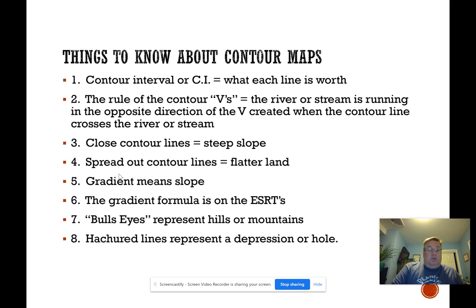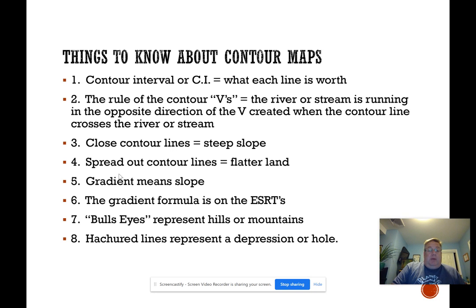Okay, when you have close contour lines, that means that you're looking at a steep slope. So it could be a cliff or just a very steep part of a mountain, and you'll see that those contour lines squeeze close together on the map. If it's flat land, those contour lines are going to be very spread out.